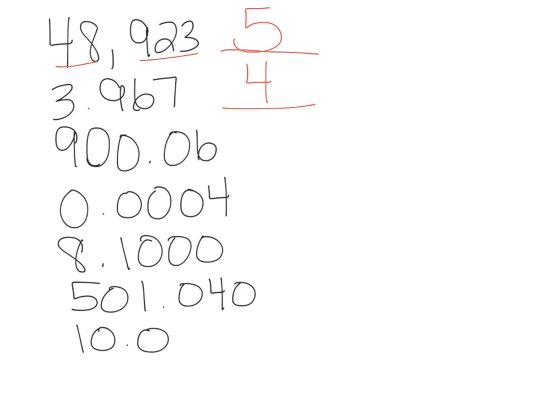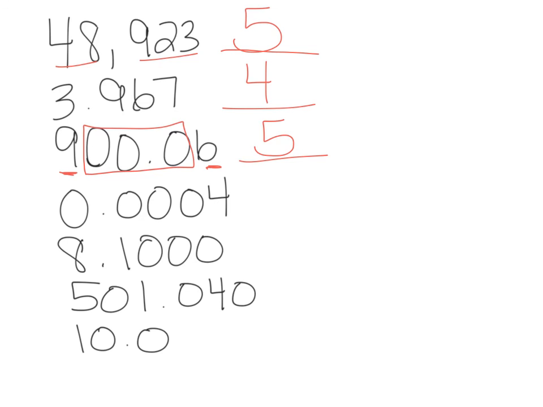Now we get some numbers that have zeros included, so we're going to get a little bit trickier. Decide for yourself how many significant figures are in 900.06. You should have said 5. We're going to follow the rule that these zeros count because they are sandwiched between two non-zero numbers. It's like they're holding them in, and those zeros are going to count for us.